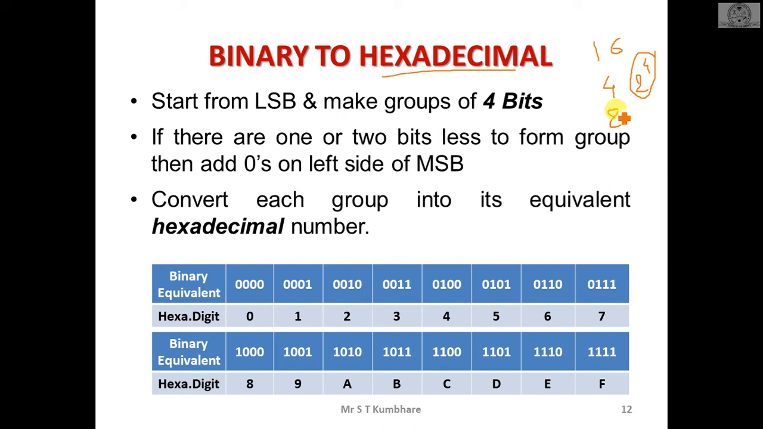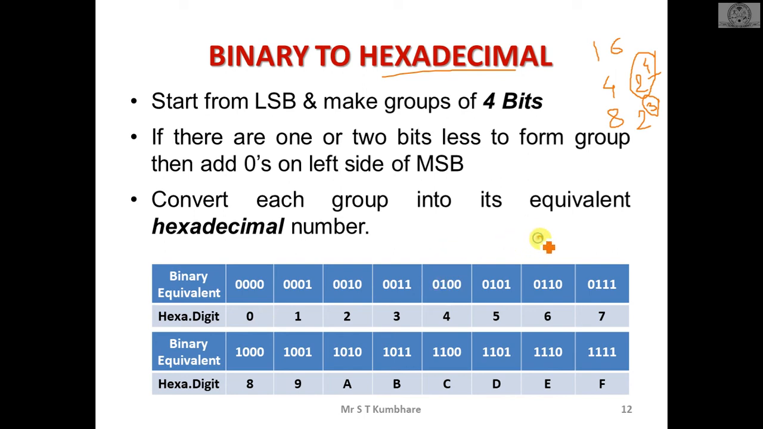In octal, we have 8 digits. 2 raised to power 3 is 8. So we need 3 bits. Keeping it like this, we can find out how many bits we have to club. In octal, we club 3 bits. In hexadecimal, we club 4 bits. And then again the same second rule: convert each group into its equivalent hexadecimal. These are the binary equivalents for hexadecimal digits. If you want to find out, you can do it.